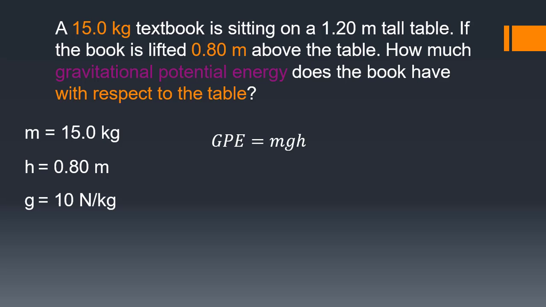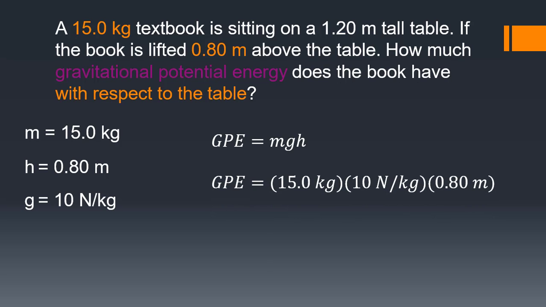So we know that gravitational potential energy is found by taking the mass times g times the height that we raise the book. So 15 kilograms times 10 newtons per kilogram times 0.8 meters. This gives us 120 joules of energy stored in the book because we raised it 0.8 meters off of our table.